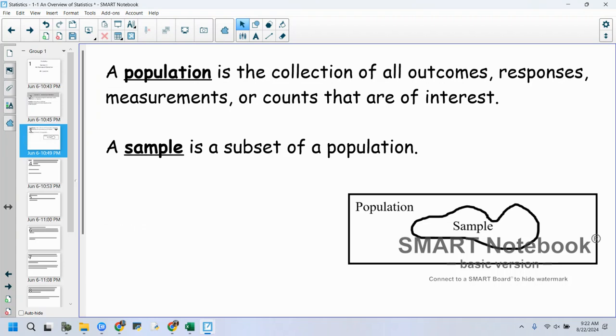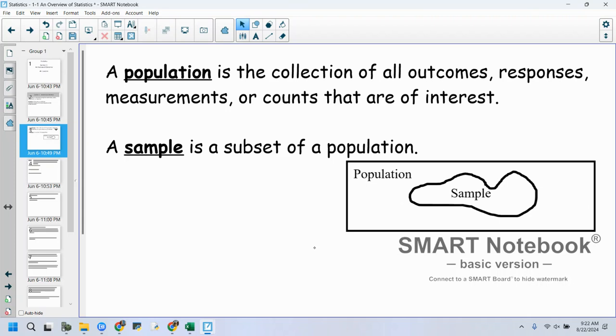Population. We have populations, and then we have sample. I'm sorry about this dang watermark that's still on here. I'll try to move around some graphics if we need to. They said that was going to be gone by the first day of school.